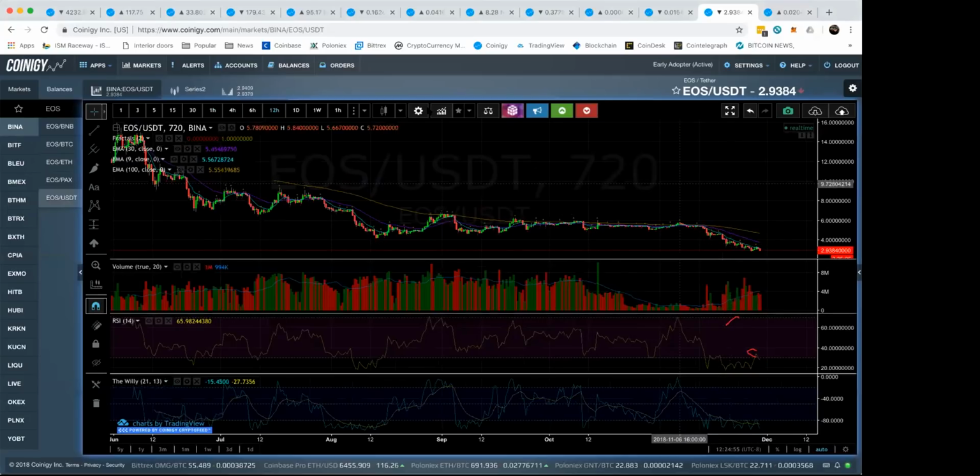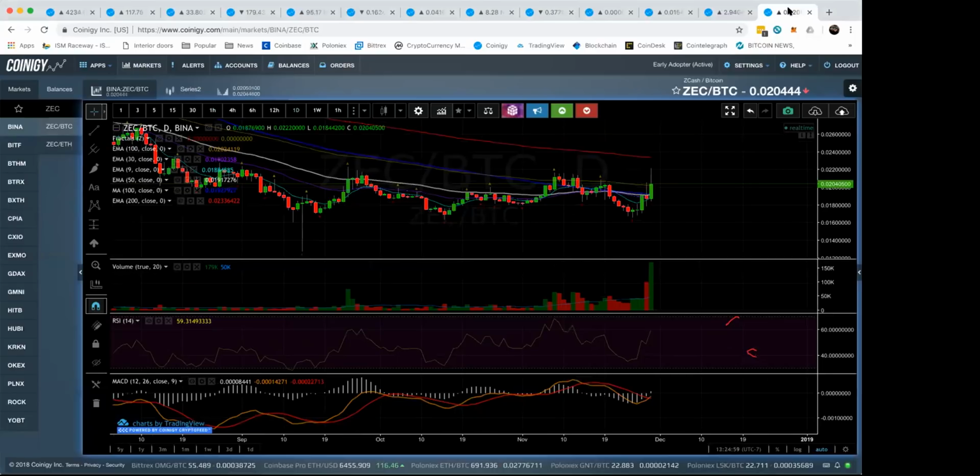One of the things I did want to point out, guys, I want you to see something on ZEC. ZEC, guys, I wasn't in it. I was not in ZEC, so I didn't take advantage of the Coinbase listing. So we have the big bullish move here, and these seem to be getting smaller and smaller.